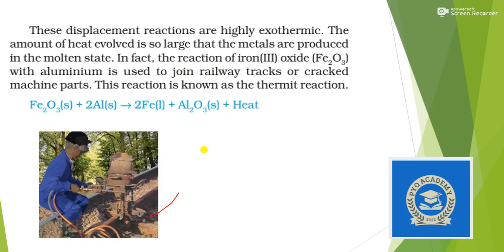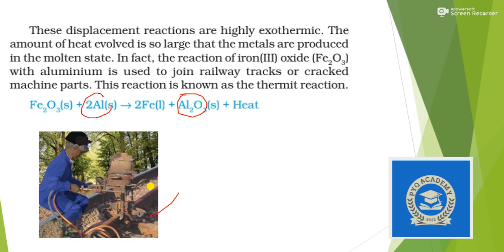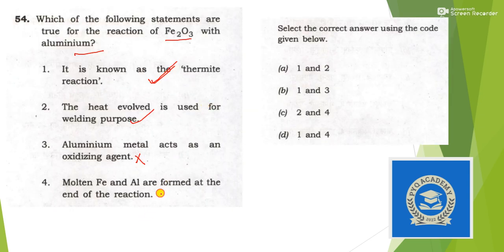No. You can see here when you add Fe2O3 to aluminum, rather than oxidizing, it is reducing the Fe. So this is wrong. Then, molten Fe and Al are formed at the end of the reaction. After the reaction, Fe is liquid, yes, Fe is molten, but Al2O3 is solid, so both of them are not molten. So again this is wrong. So we are left with option A, that is statements 1 and 2 are true.